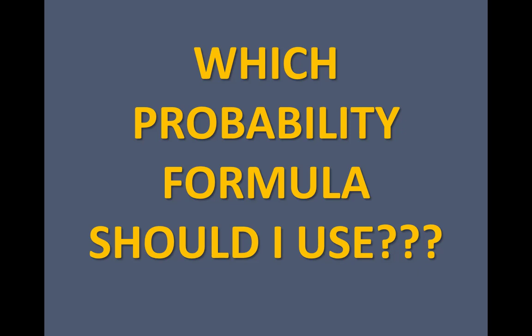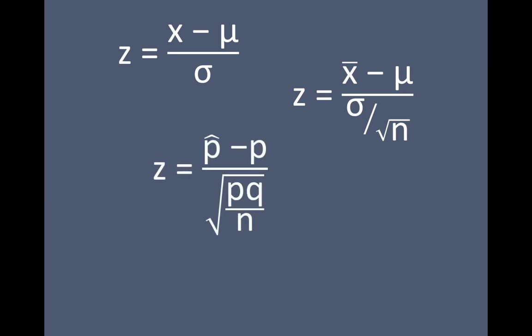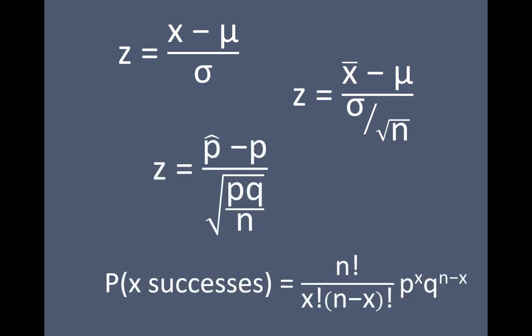Hello everyone. In this video, we're going to look at how we decide which probability formula we should use depending on which situation we're dealing with. One of the biggest problems I see in this unit that students have is we have a number of different formulas that help us calculate probabilities: Z equals X, or Z equals X bar, Z equals P hat, or the probability of X successes in that ugly mess. And all of those formulas are used to help us calculate a probability.